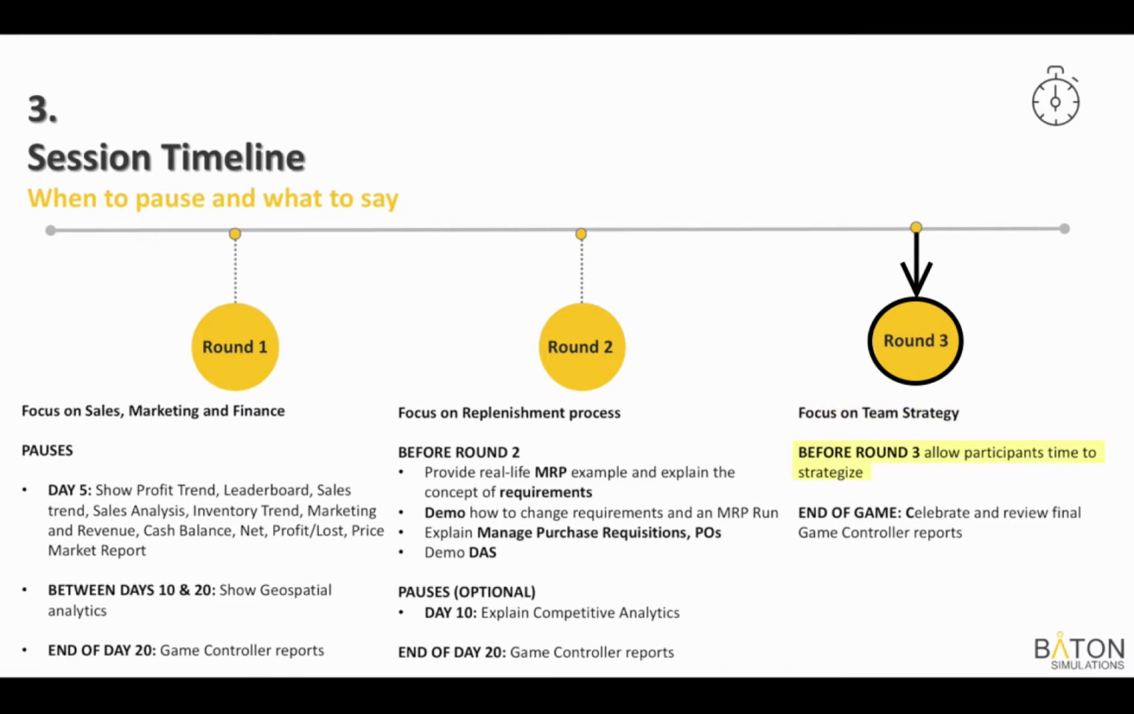Start round 3. During this round, unless you have a specific point you need to address, it is probable that you will not need to pause the simulation. At this stage, most participants should have a good understanding of the game. At the end of round 3, announce the winner and the game winner. Move to the debriefing portion of the simulation. Once again, to learn more about debriefing, refer to the respective module.